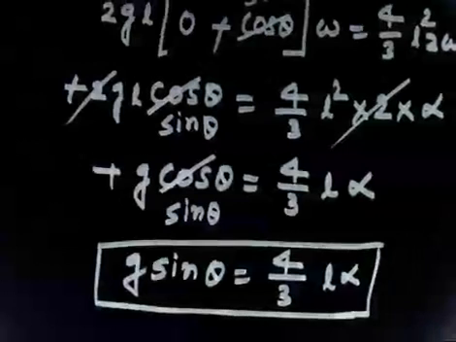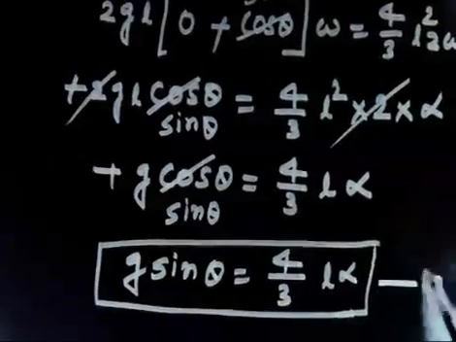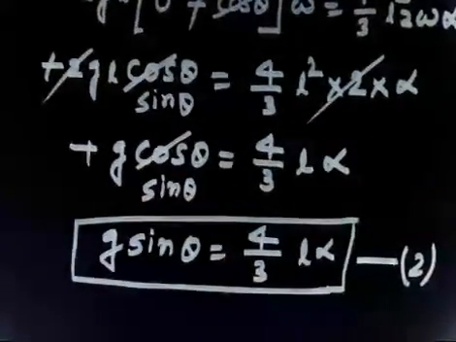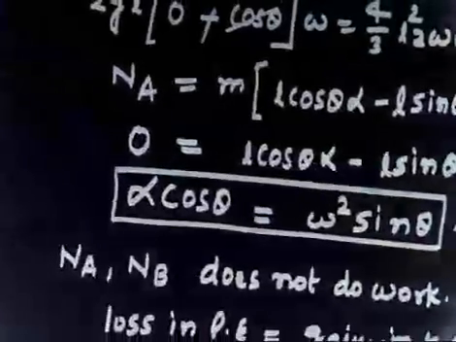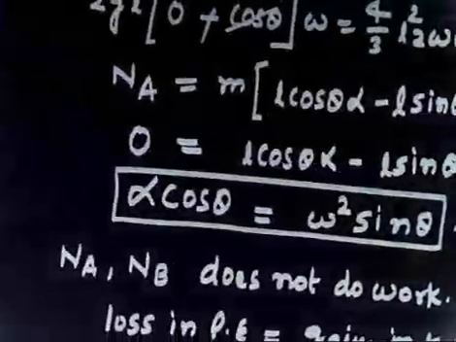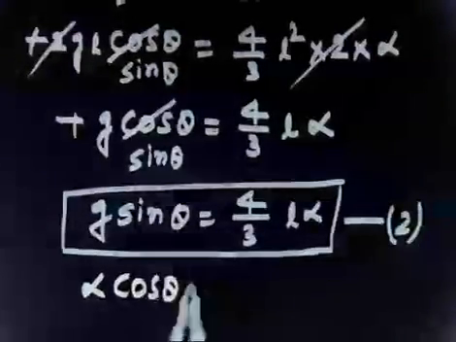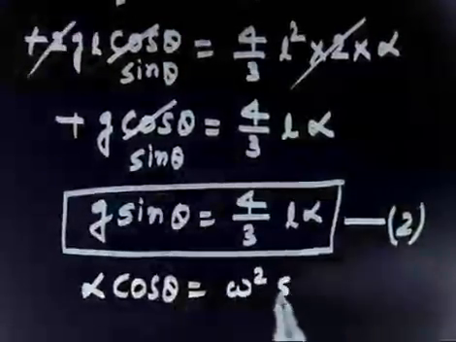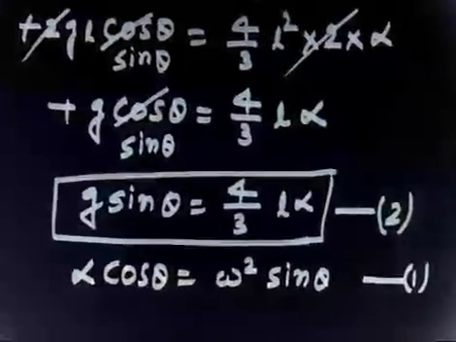Now you see the first equation for alpha we have, so let us copy one equation and call this equation 2. What is equation number 1? Equation number 1 is alpha cos theta equals omega square sine theta. What is my target? My target is to find out theta.